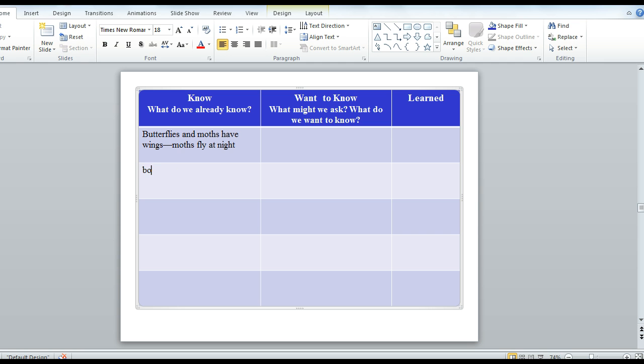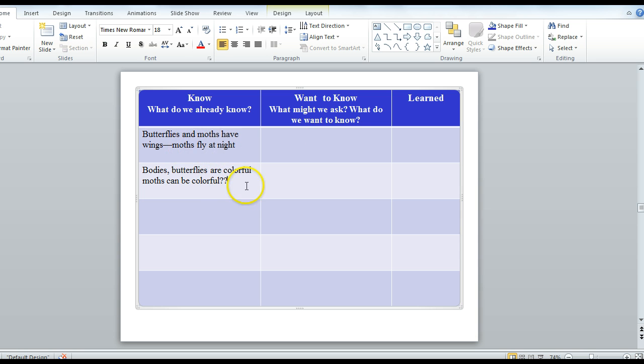I know they have bodies. And I know butterflies are really colorful. And I actually have some moths, I think they're moths, in a glass frame that I think can be colorful too. I'm not really sure about that. And I could go on, and you would want to.